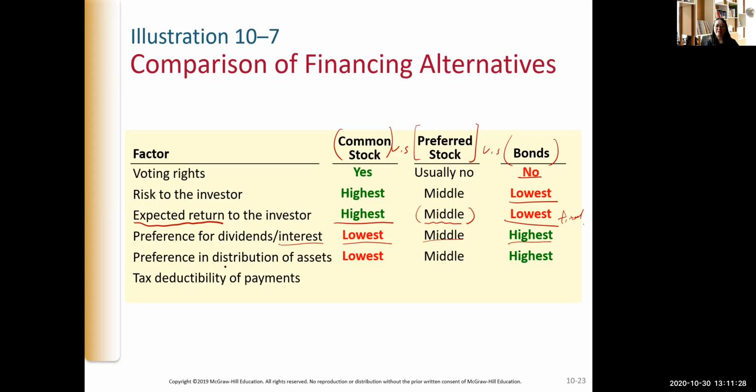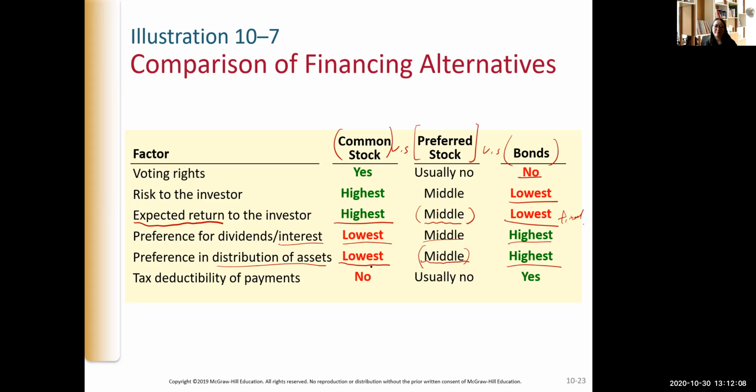And preference in the distribution of assets is the same thing. In the time of bankruptcy or dissolution of the company, the bondholders, who are creditors, have the highest priority to get paid. The preferred stockholder is next in rank after the creditor, because whatever is left over after the liabilities are paid, preferred stockholders need to claim, including the dividends that have been accumulated. And the common stockholder is going to be the last one to get whatever is left.